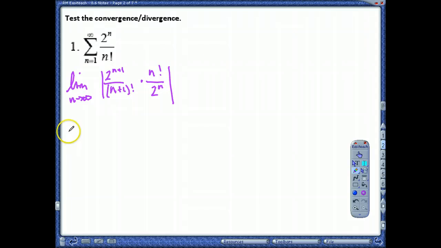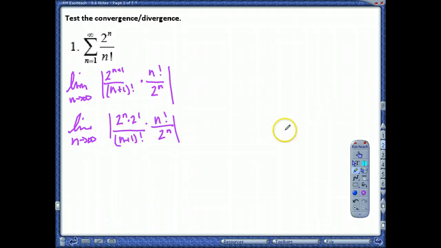Well, now let's see if there's anything we can find that will cancel. Now when I look at this, I have the 2 to the n plus 1, the 2 to the nth. So 2 to the n plus 1 is just 2 to the nth times 2 to the 1. So we know that's going to cancel all of that good stuff out. Okay, so that cancels, and we're left with 2 up there.